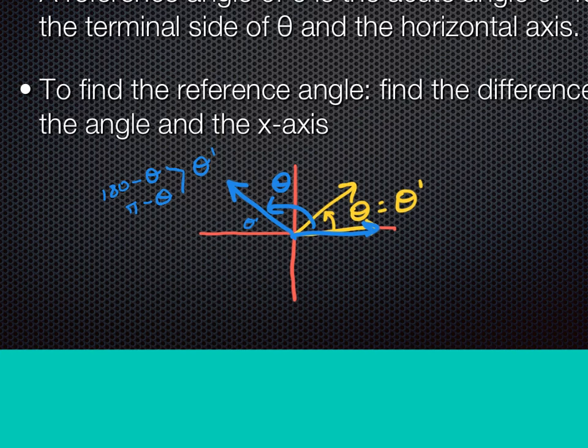If it's in the third quadrant, then same initial side, but now my terminal side is somewhere in the third quadrant. That's theta. Theta prime is the distance in between the terminal side and the x-axis. So this time I take theta and I subtract 180 from it if it's in degrees, or I subtract pi from it if it's in radians, and that gives you theta prime.